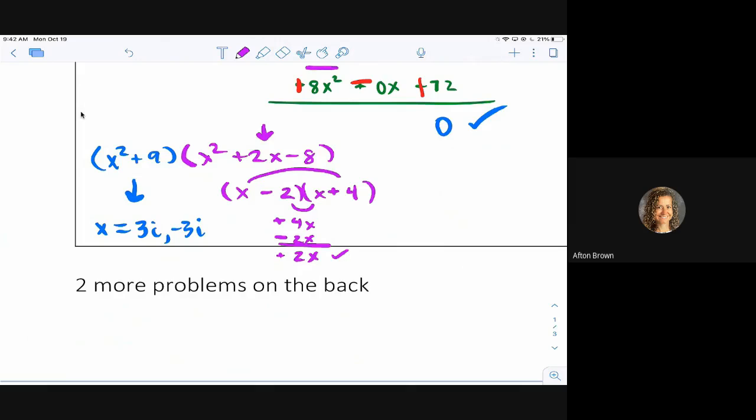Drum roll. I've got to show you the excitement. What are our 2 zeros? This gives us what? x equals what?